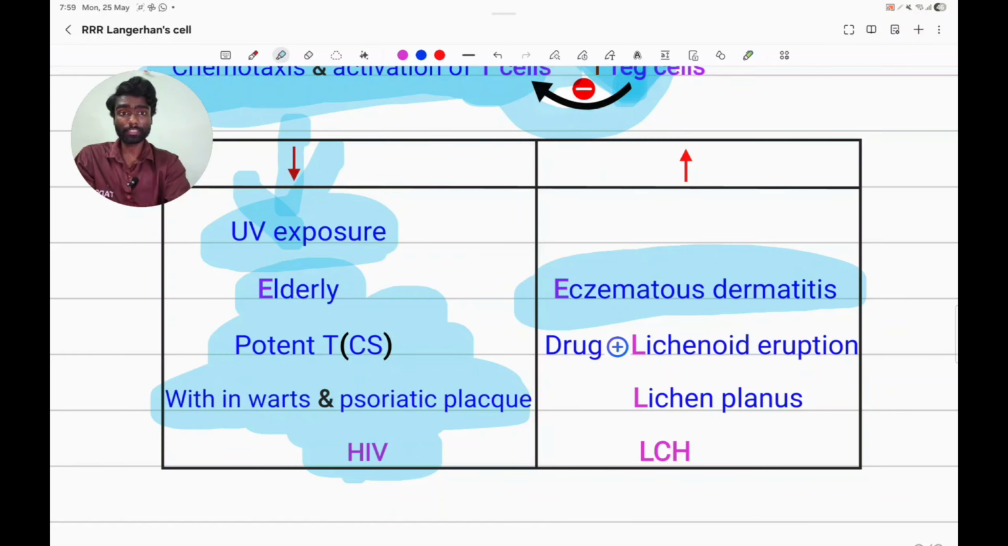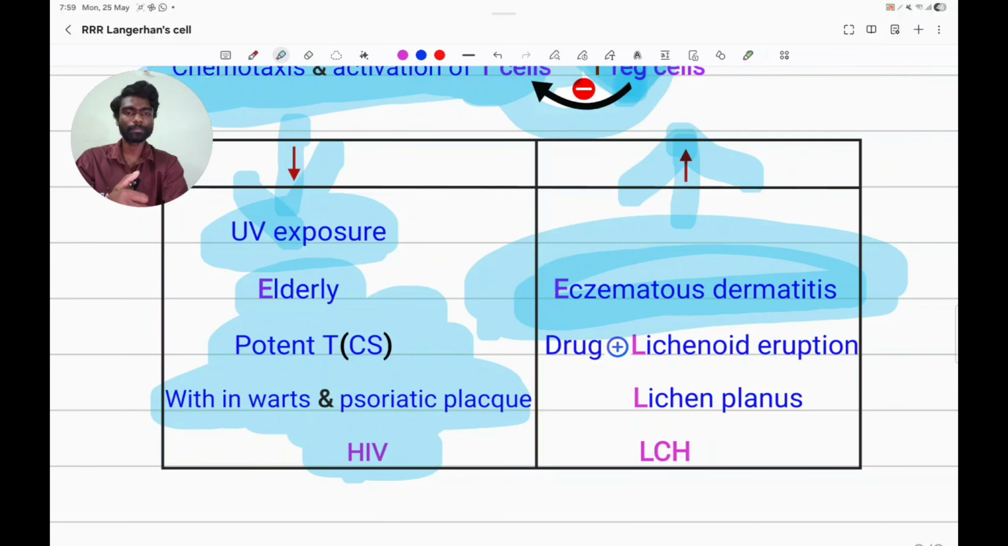Where Langerhans cells will be increased: in eczematous dermatitis like atopic dermatitis, contact dermatitis, drug-induced lichenoid eruption, lichen planus, Langerhans cell histiocytosis.